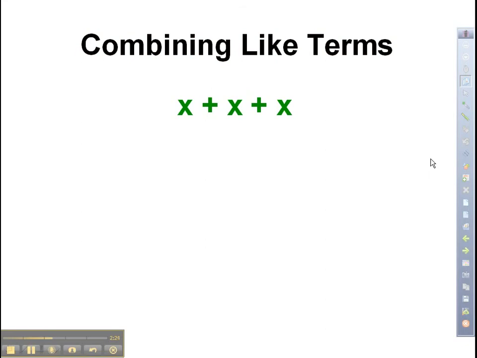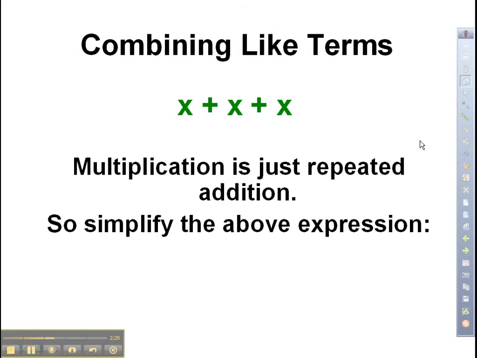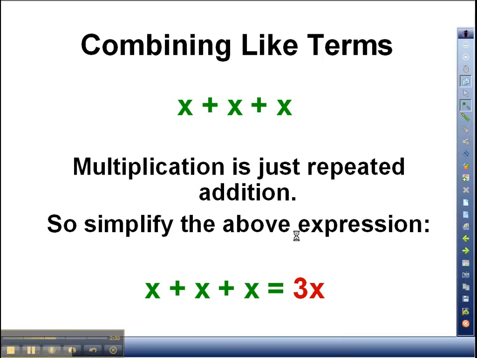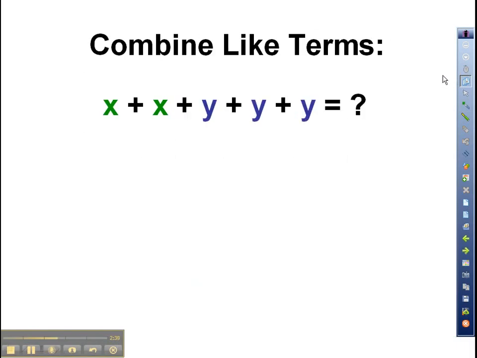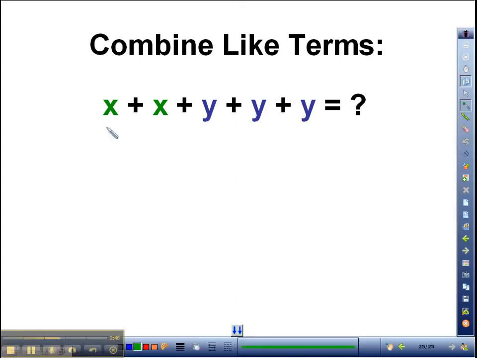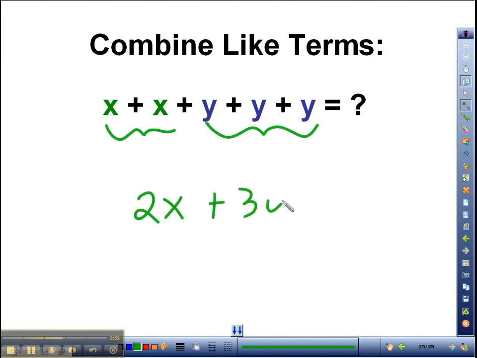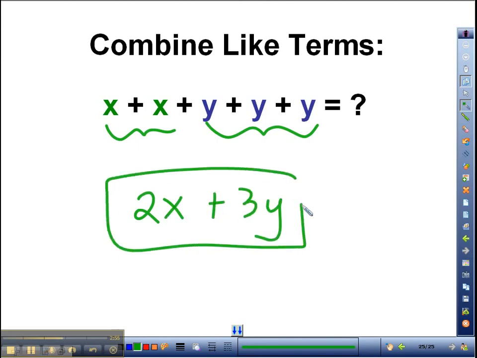Okay, right here I have no idea what x is, but I've got 3 of them. So if I combine those like terms and simplify, I would say I've got 3x. And that's your final answer in simplified form. We've combined like terms. Right here, simplify this and tell me what you have. How many x's do you have? How many y's do you have? In simplified form, you've got 2x plus 3y. And that's your final answer.